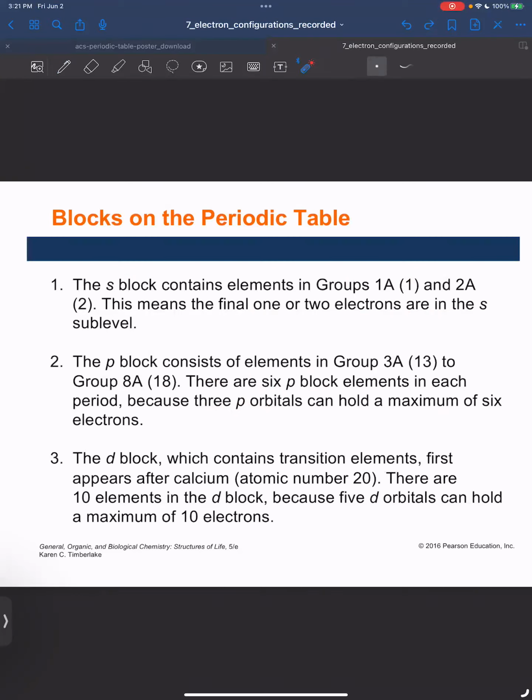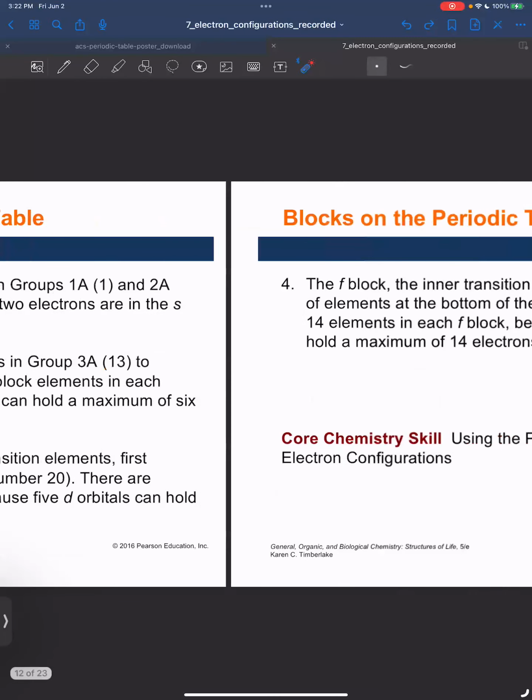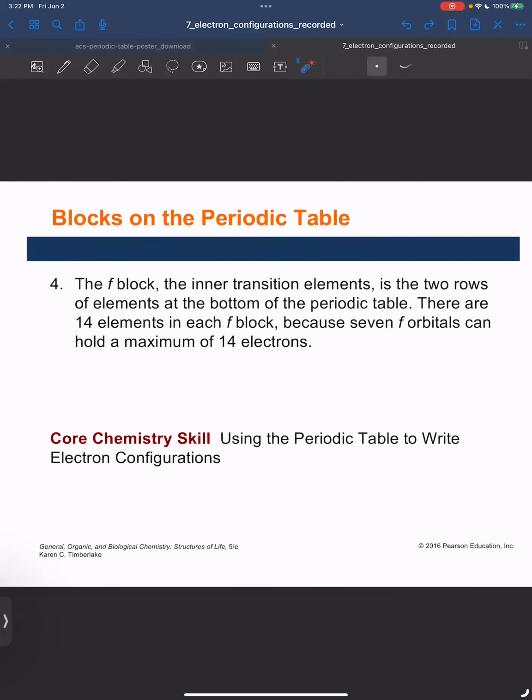The D block contains the transition elements. Those are in the middle. It first appears after calcium, and there are 10 elements in the D block because 5 d orbitals can hold a maximum of 10 electrons. And the F block elements are called the inner transition elements, the 2 rows of elements at the bottom of the periodic table, the lanthanides and actinides. There are 14 elements in each F block because 7 orbitals can hold a maximum of 14 electrons.